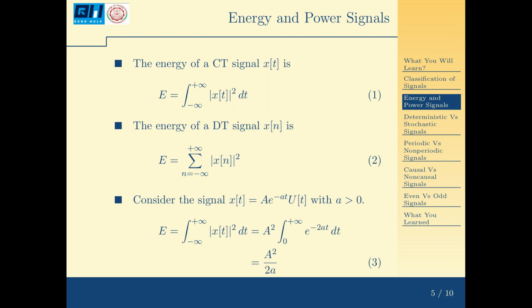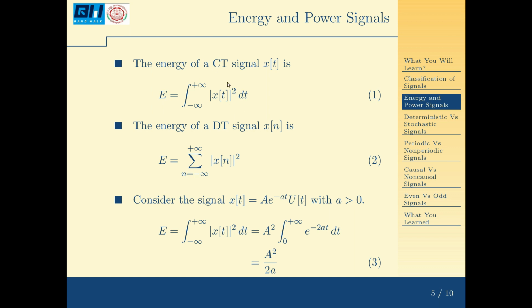What is the energy of a signal? Suppose let us look at a continuous time signal x(t). What is the energy of this signal? This energy E is the integral from minus infinity to plus infinity of |x(t)|² dt. So I take |x(t)|², then integrate over all possible times, that is from minus infinity to plus infinity. And if this value E is finite, or less than infinity, then this is an energy signal.